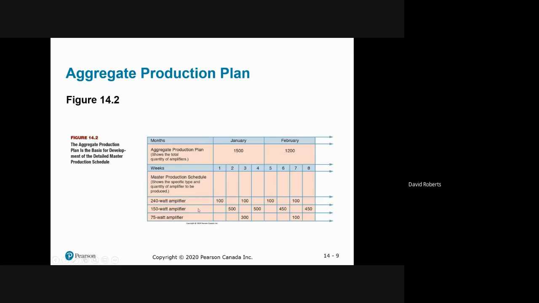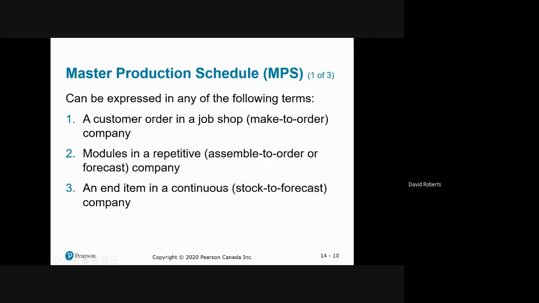So the aggregate plan just says we're going to have 1,500 speakers in January. The aggregate plan says the number of speakers, while the master production schedule says the type of speaker, 240, 150, or 75. Now, you can make these make to order, you can assemble to order, or you can stock.